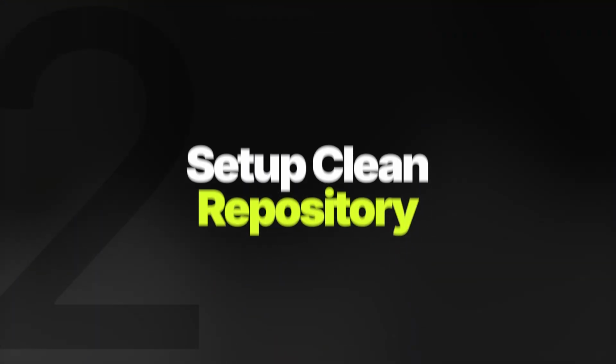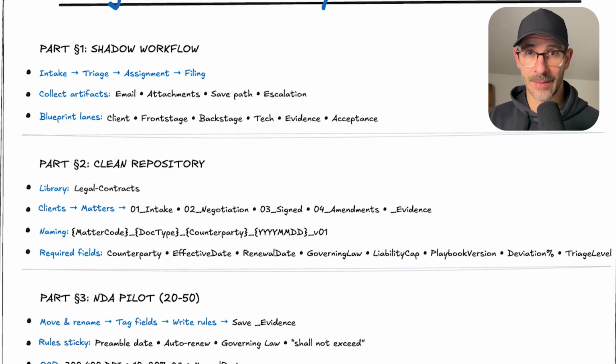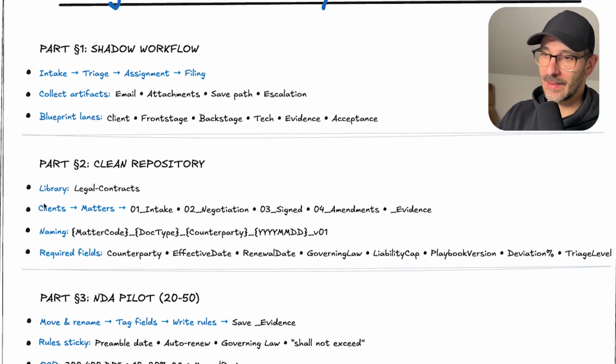Step number 2, and very important, is create a clean repository. Don't patch your old shared drive. Stand up a clean, matter-centric library called legal contracts and structure it. Example here: clients, matters, and every matter has multiple folders: intake, negotiation, signed, amendments. Now, evidence stores the extracted JSON and a 1-line audit note.